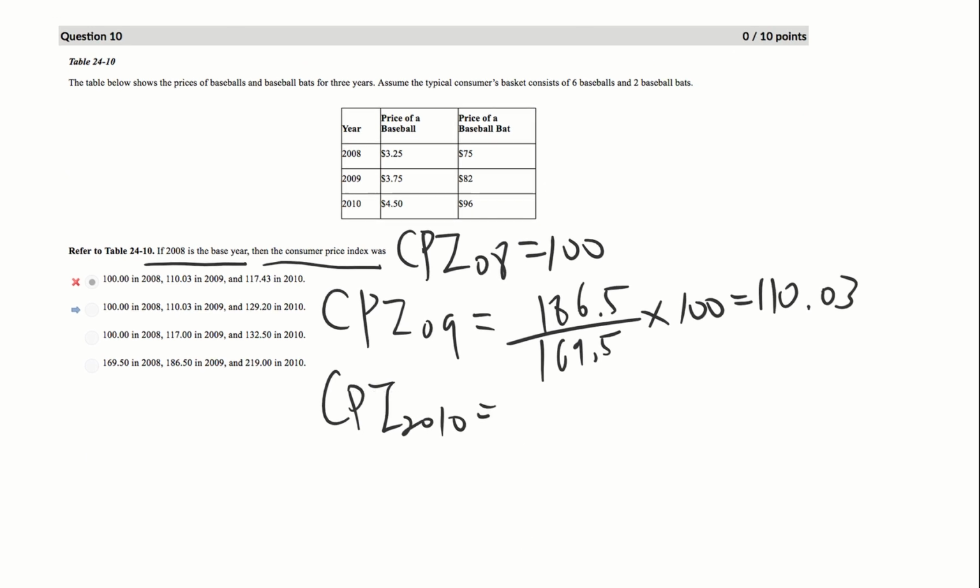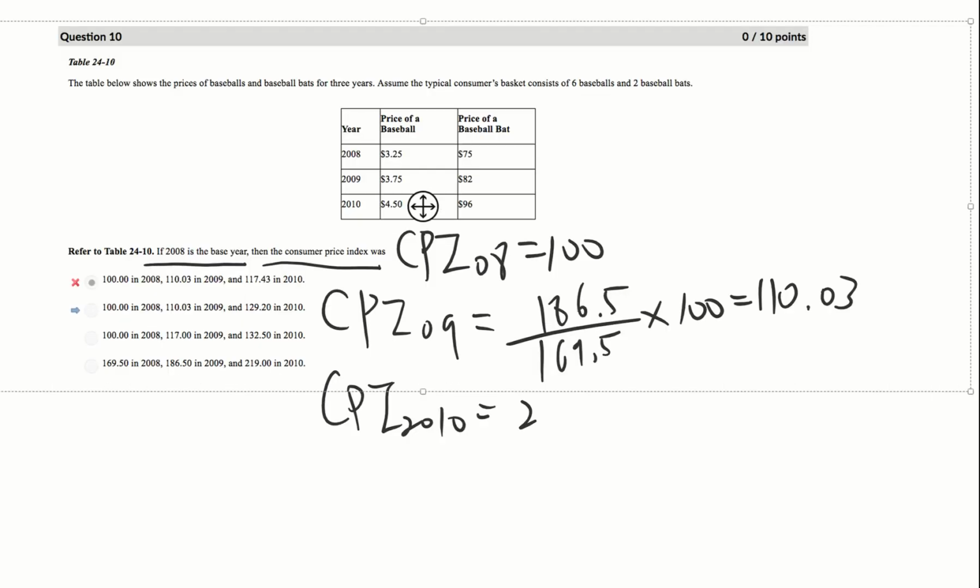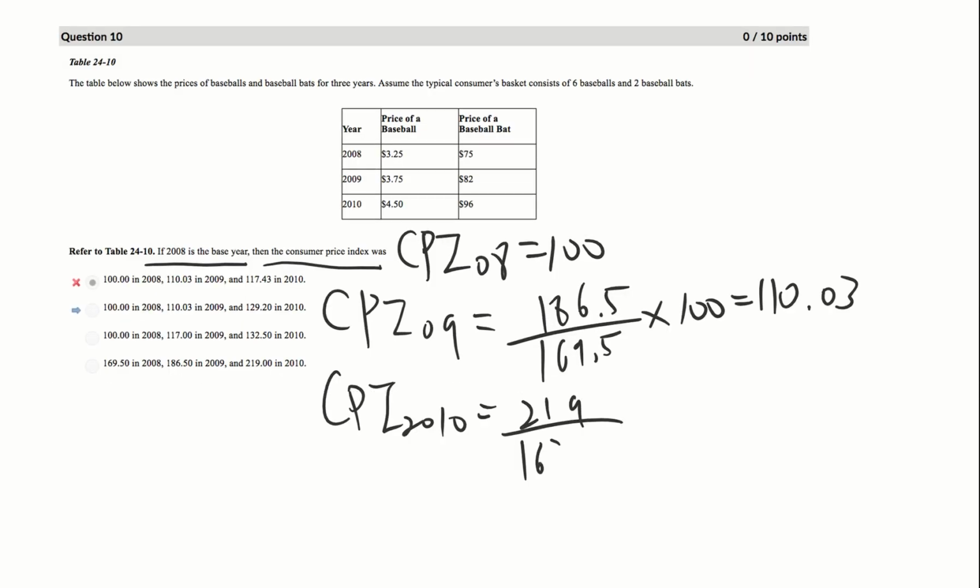And then the CPI for 2010, we have the numbers here, 219. So 219 over the base year, 169.5, times 100. So 219 over 169.5. The answer should be 129.20. Okay, so the answer is going to be B.